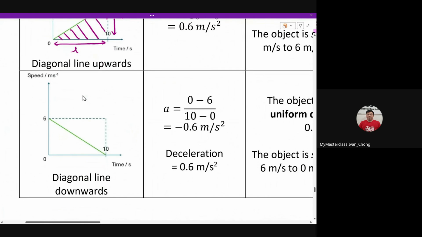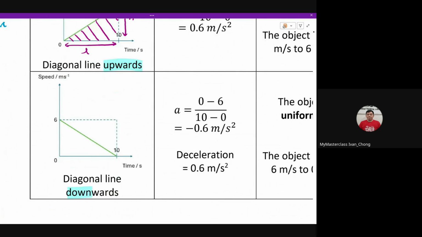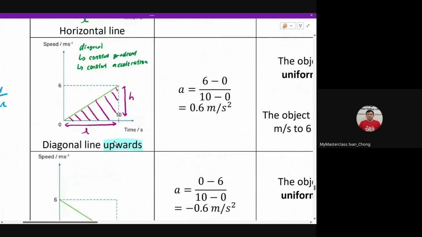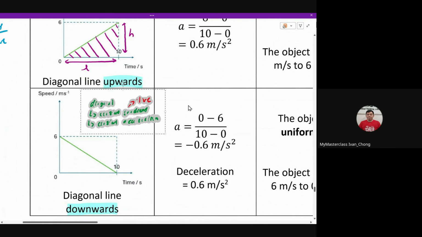Okay, now if you notice down here, this is the part where being upwards or downwards come into play. Now if you have upwards, what does it mean? This gradient is positive. On the other hand, if you have a downwards, I just spoiled the answer, right? This is going to be a negative gradient. So you're going to have a negative gradient itself.